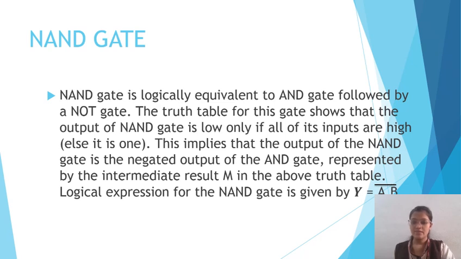This implies that the output of the NAND gate is the negated output of the AND gate. It means purely opposite to AND gate, represented by the intermediate result M. In the above truth table, the logical expression for NAND gate is taken as y equals a dot b whole complement.